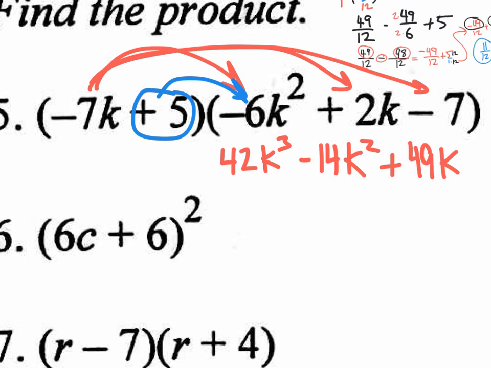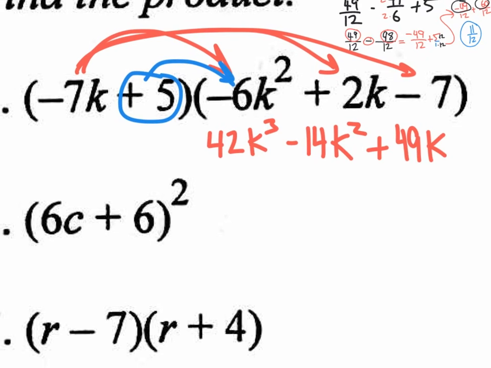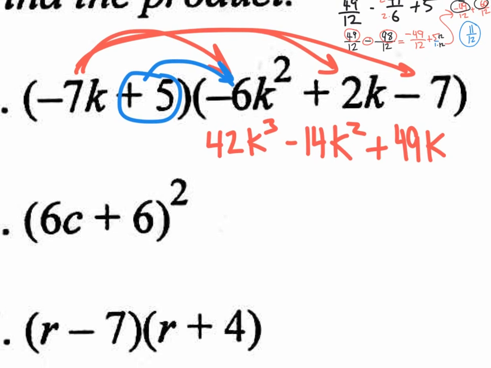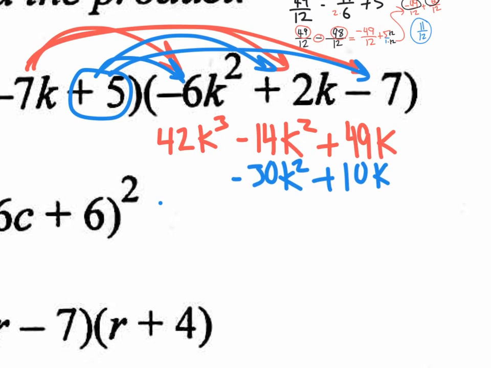Now notice, instead of writing it over here on the side, I'm already going to pair them up with what I'm going to have to combine with. Now, what do I mean by that? I'm going to write the negative 30k squared right underneath the other k squared term, because I'm going to have to combine like terms anyway. Okay? And then I go positive 5 times positive 2k. That's going to be a positive 10k. And notice that I already lined it up right underneath the 49k, because I'm going to have to combine those anyway. And last but not least, 5 times negative 7, that's negative 35. And that's just at the end over here, negative 35.